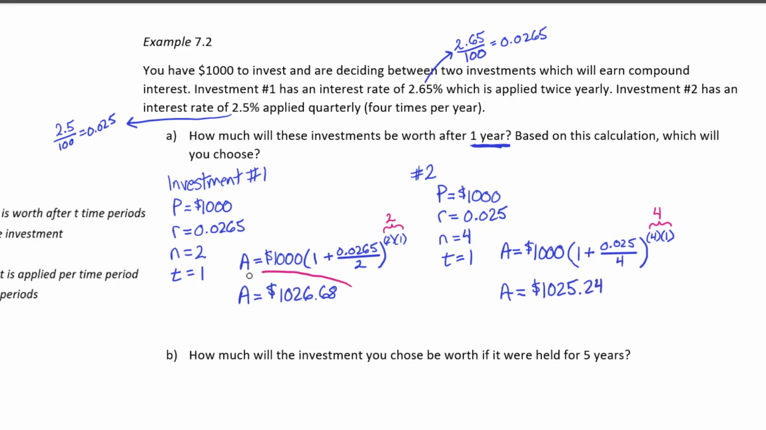$1,025.24. So based on this, you would choose investment number 1 because you would get a higher payout at the end of the year. So we put dollars in when we plugged in P. We got dollars out when we calculated A. We could have calculated this in thousands of dollars and plugged in 1 for P, and we would have gotten 1.02668 for investment 1 and 1.02524 for investment 2. Those would be in thousands as well.